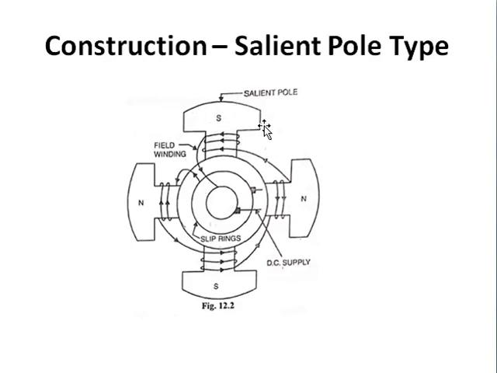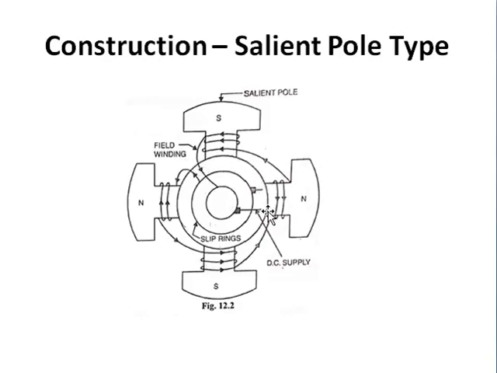So this is the one pole, you can see this is marked as a south, another this is north, and this is again north, and this one more pole. So we can see there are four poles that are mounted on a cylindrical structure. In this type, the salient or the projecting poles are mounted on a large circular steel frame.